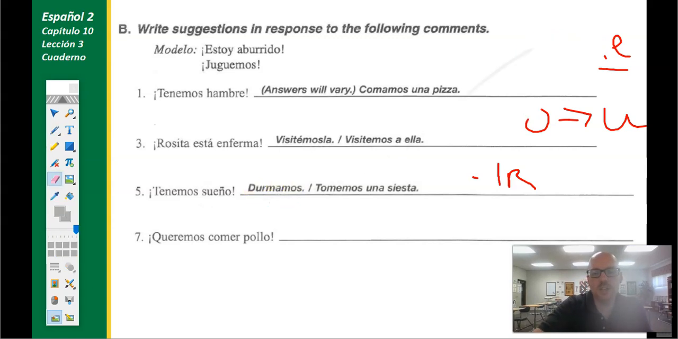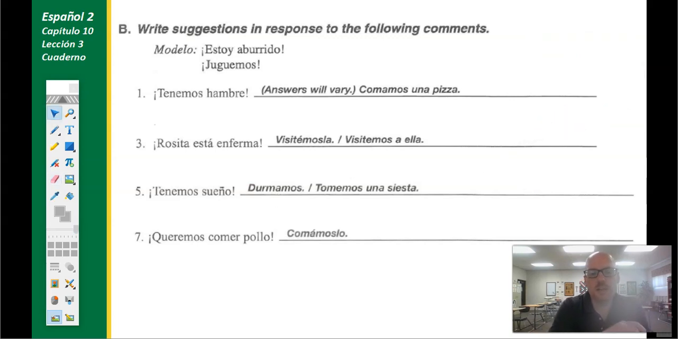Número 7, queremos comer pollo. We want to eat chicken. Okay, sounds good to me. What is a suggestion we could make? Comámoslo. Let's eat it. Comamos is the command, let's eat. The lo there is the direct object pronoun, it, which refers to chicken, masculine singular pollo. So we use masculine singular lo as the pronoun to replace it. And then you remember your placement rules. Direct object pronouns get placed at the end of affirmative commands. That's where we get comámoslo. Let's eat it. Comámoslo. Okay?